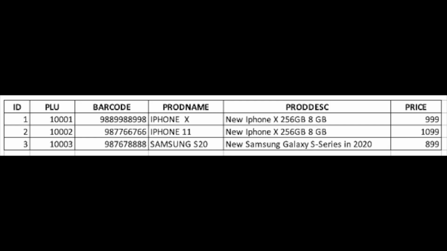The table of the SQLite looks like this. It has ID, PLU, barcode, product, products, and price.